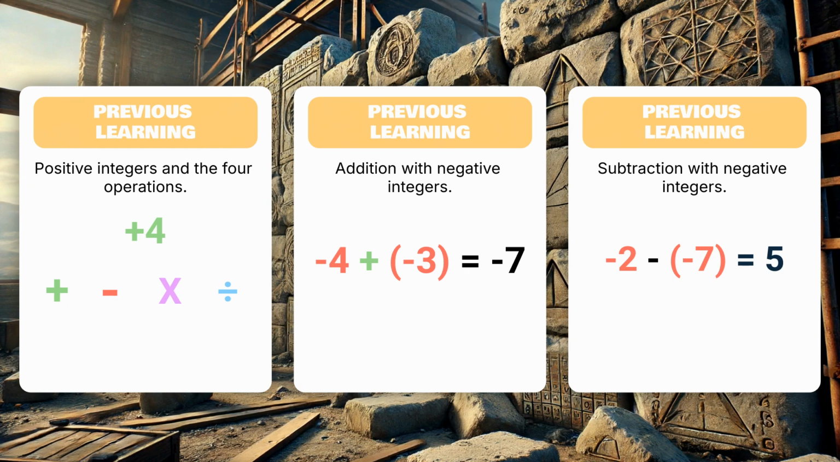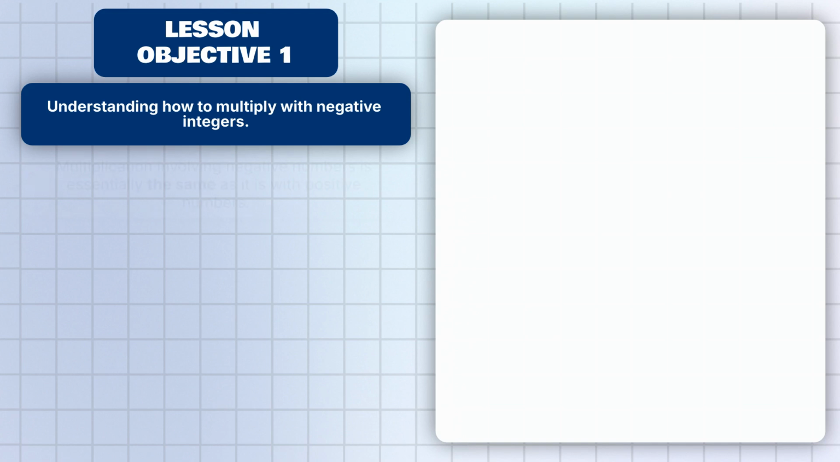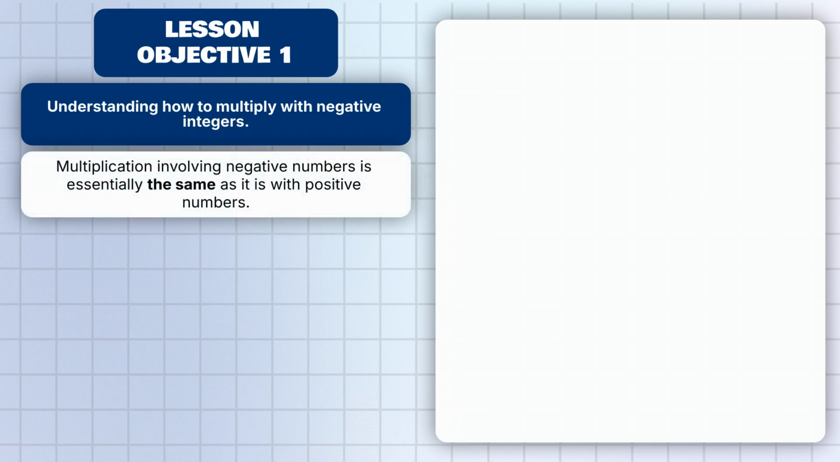These rules are essential for solving a variety of mathematical problems that involve negative numbers. Let's get started and delve into these multiplication rules for negative integers. In terms of raw calculation, multiplication involving negative numbers is essentially the same as it is with positive numbers. What changes is the sign of the result. The main thing we need to focus on is determining whether the result will be positive or negative.